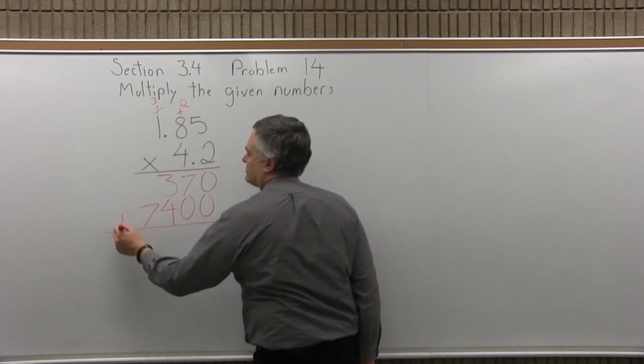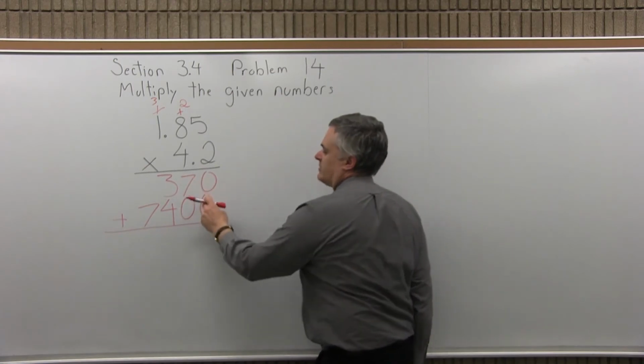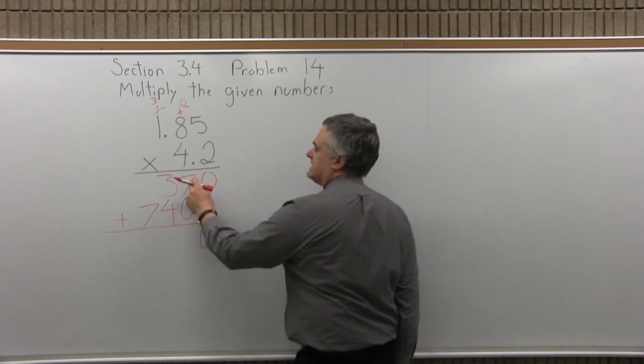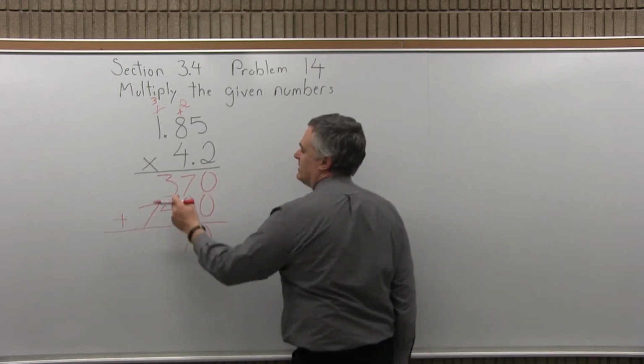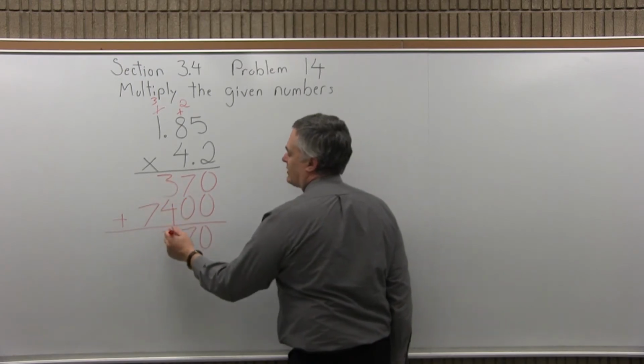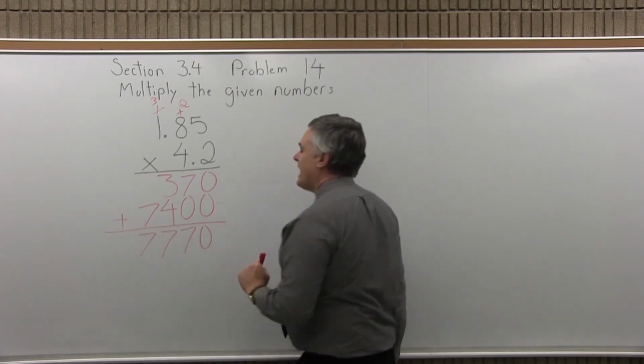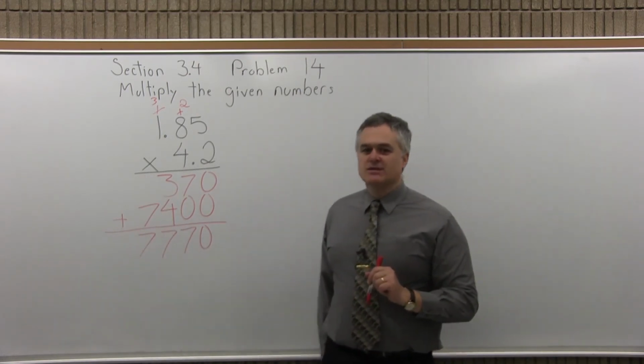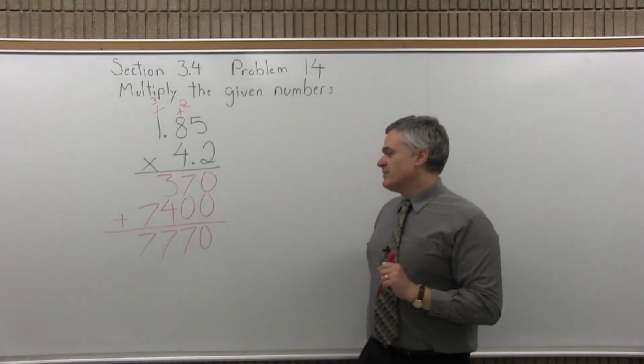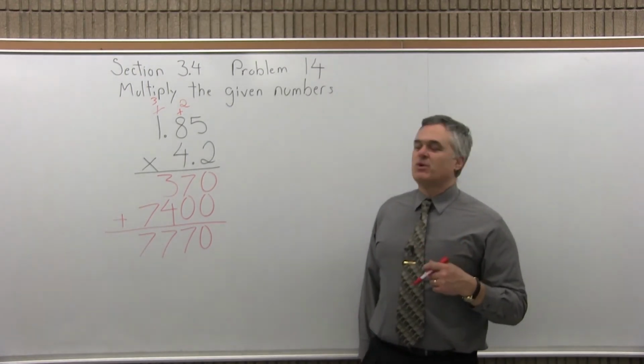Now I can add those results together. 0 plus 0 is 0. 7 plus 0 is 7. 3 plus 4 is another 7. And then nothing plus 7, I'm getting a lot of 7s. So I have as an answer without the decimals 7,770. But now I have to put the decimal where it goes.